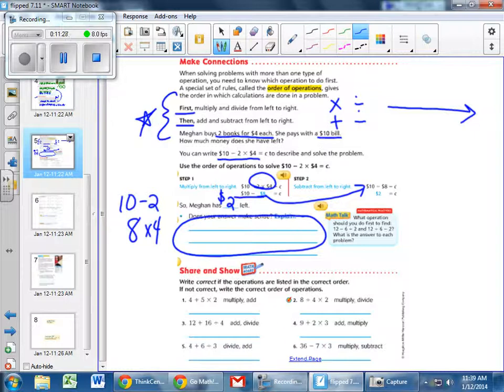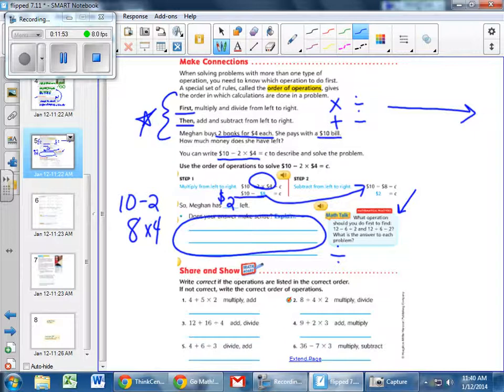I'm going to look at the little blue box next to where you're writing right now. It says, what operation should you do first to find 12 minus 6 divided by 2 and 12 divided by 6 minus 2? We know that you're going to divide first, because the order of operations says the first thing is multiply and divide. We don't have anything to multiply, so we know we need to divide.